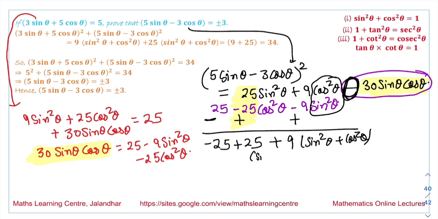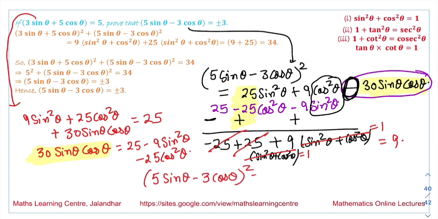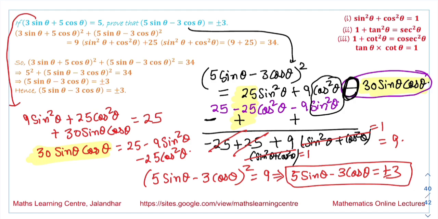Similarly over here we are left with sin square theta plus cos square theta, and we know that both these values are equal to 1. This 25 gets cancelled and we get the answer 9. So we get that 5 sin theta minus 3 cos theta whole square is equal to 9. So this gives us 5 sin theta minus 3 cos theta is equal to plus minus 3. And this is what we have to prove, that 5 sin theta minus 3 cos theta is equal to plus minus 3.